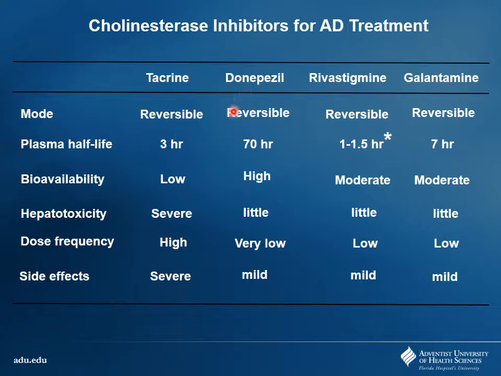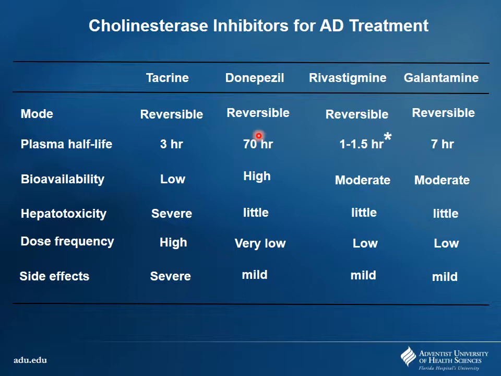So the three ones we're going to deal with most frequently are going to include donepezil, rivastigmine, and galantamine. Donepezil is probably the most common one I've seen being used here. As far as kinetics go, don't really get too hung up on these. Just know that the longer the half-life is, the more likely it is to require less frequent dosing, which is important, right? Because again, if you have Alzheimer's disease, you forget to take your medications, right? So that can be an important thing.